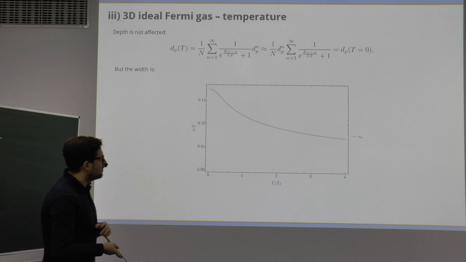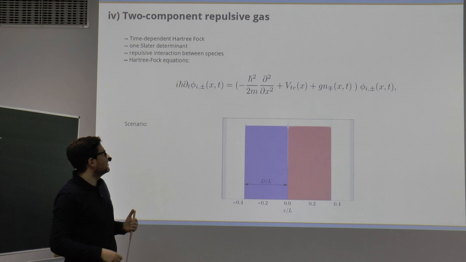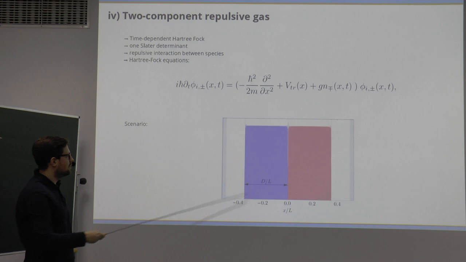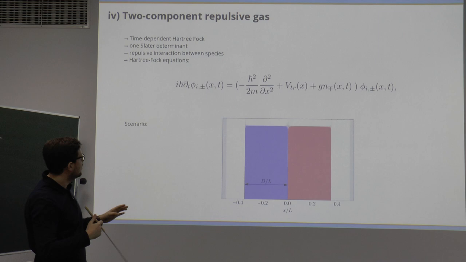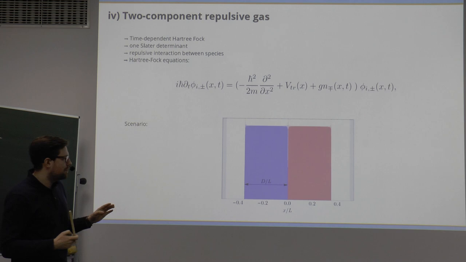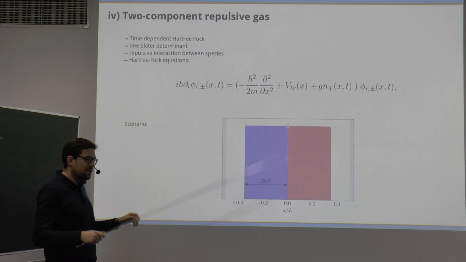Let us see the two-component repulsive gas. This will be fast. We make a calculation in 1D. We have two species of the Fermi gas, let's say, for clarity, spin down and spin up. And they interact only via contact interaction, only by S-wave collisions. So the interaction is repulsive between them. Each of the clouds on its own behaves like a non-interacting gas, but they repel each other.